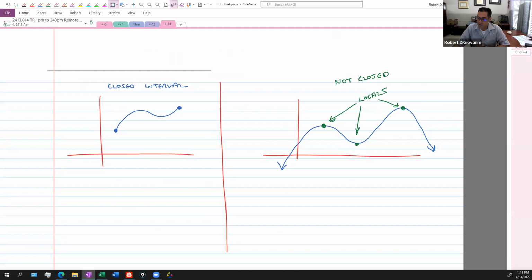So I'm going to give you a function. We'll start off simple. Let's say we take the function f of x equals x cubed minus 9x squared. And I would like for you to find where this function f is increasing.